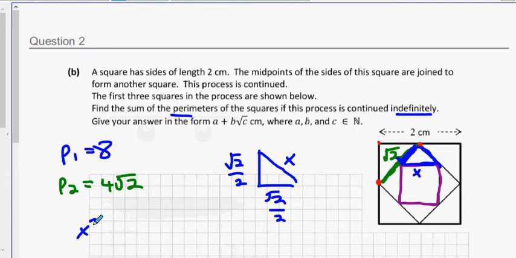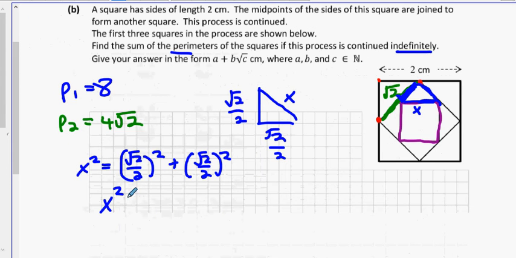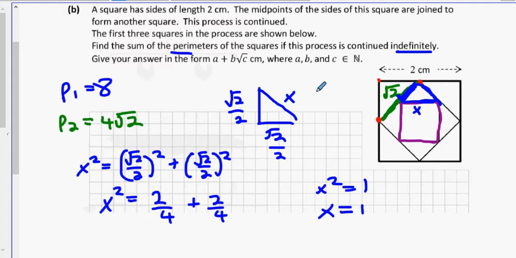So x squared equals root 2 over 2 squared plus root 2 over 2 squared. X squared equals 2 over 4 plus 2 over 4. X squared equals 1. X equals 1. So x equals 1, so that's 1, 1, 1, and 1. Therefore P3 is equal to 4.